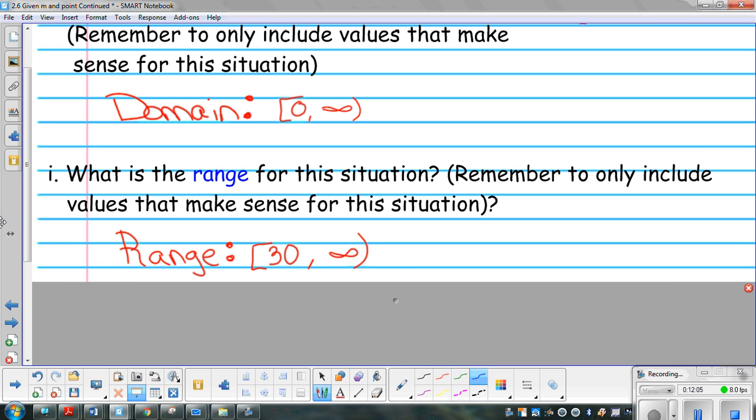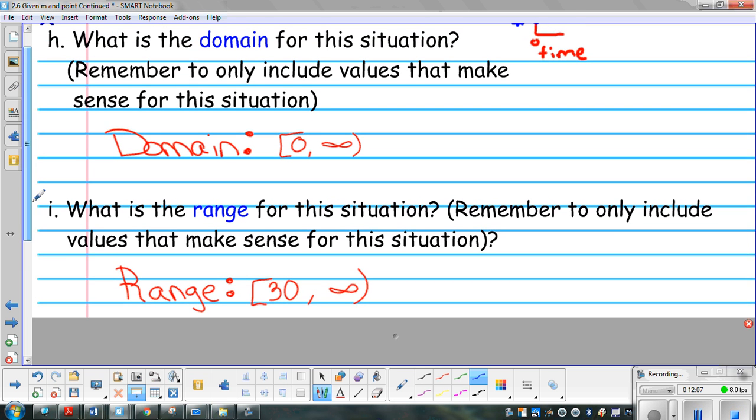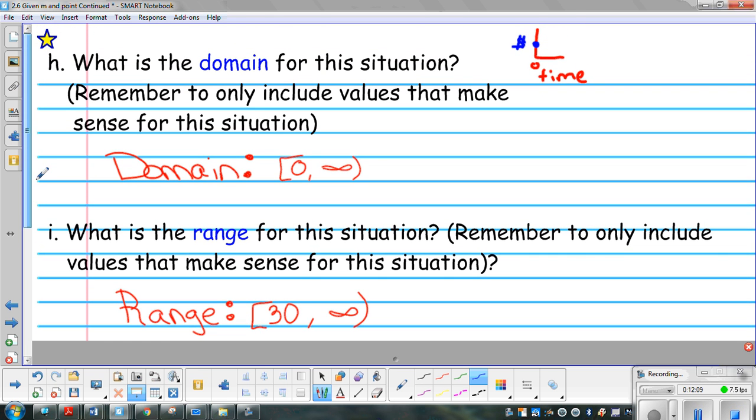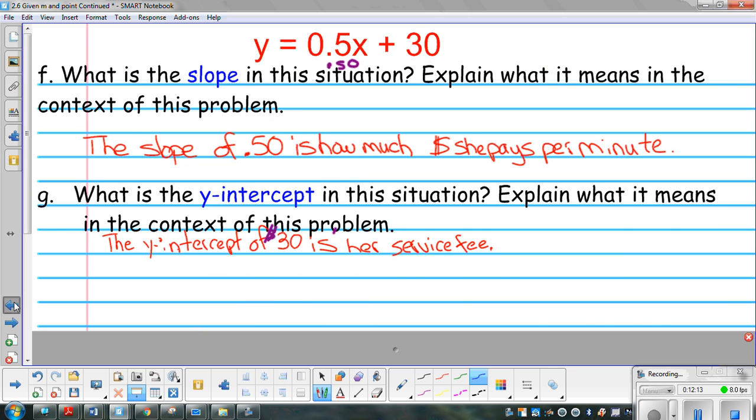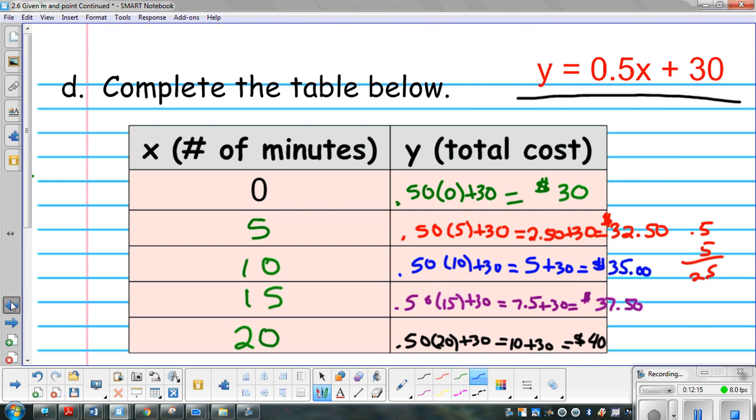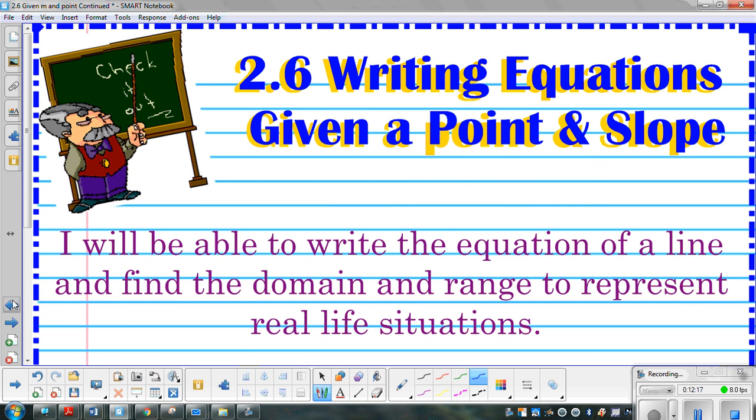Once you have all of this down, you are complete with today's notes. So are you able to take a real life situation, find the point and the slope, and then be able to write the equation to represent it, as well as answer some questions like the domain and range of that real life problem? If you feel comfortable and confident, then you are good and done. If there's anything you'd like to review, feel free to go back and double check it out.